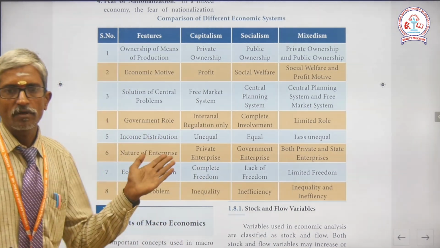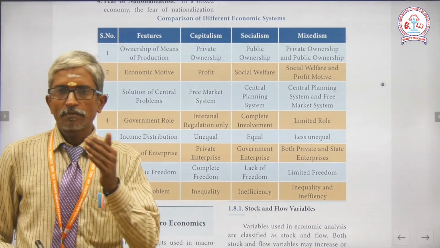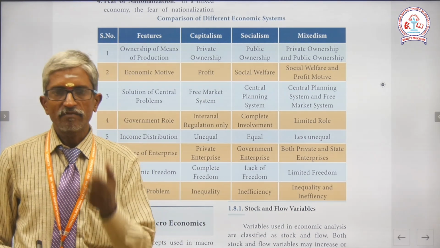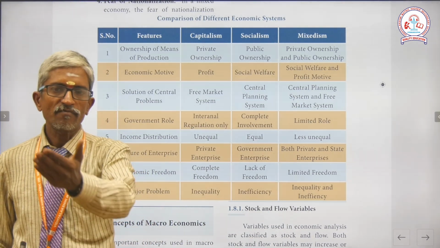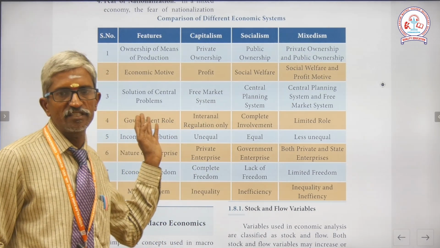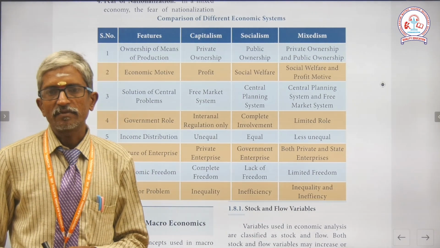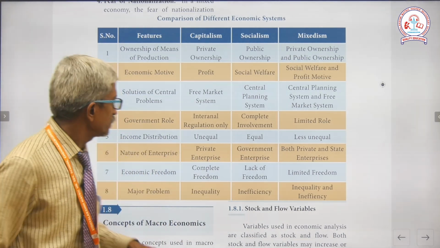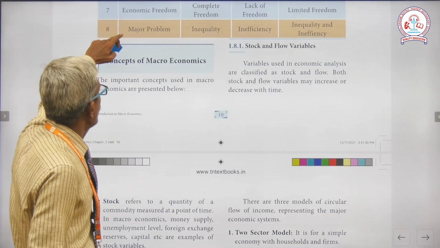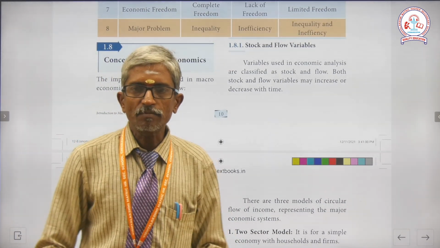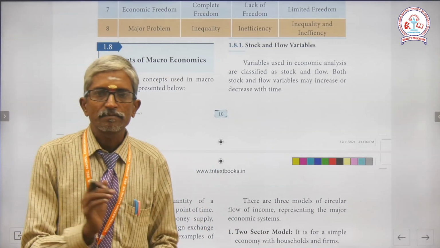So this is system. In the modern world, countries are functioning with the help of three important systems. It is nothing but capitalism, socialism and mixedism. India is one such country following mixedism. Okay. Now the topic we are going to see is the concept of macroeconomics.